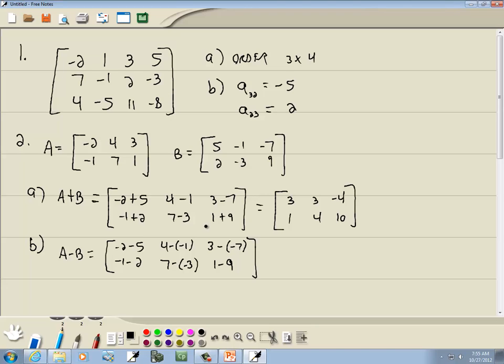Double check that. Okay. -2 minus 5 is -7. 4 minus a minus becomes a plus, so 4 plus 1 gives us 5. 3 plus 7, 10. -3, 10, and -8. And that'd be your answer.